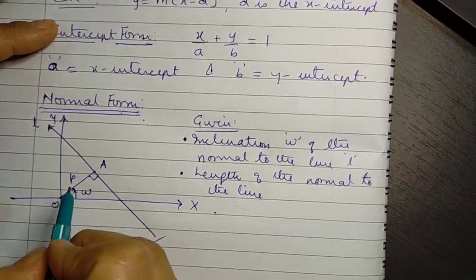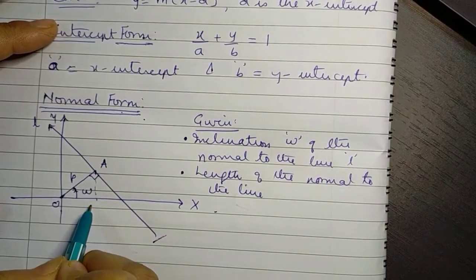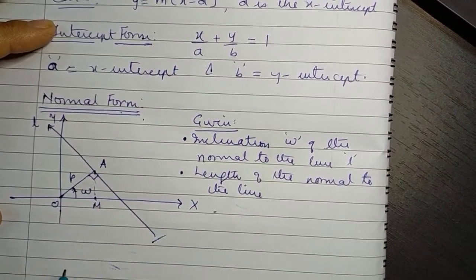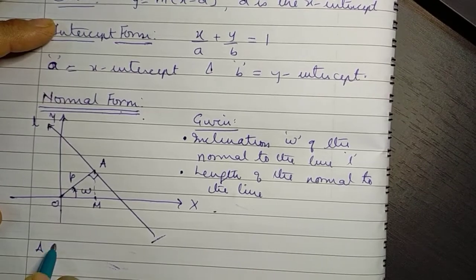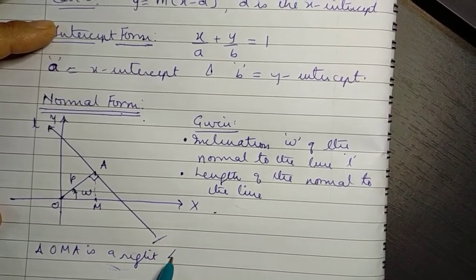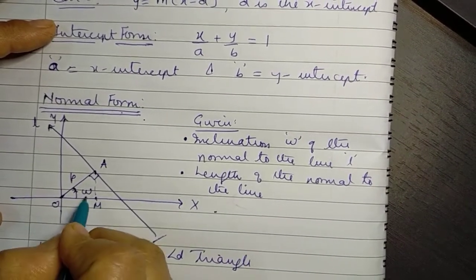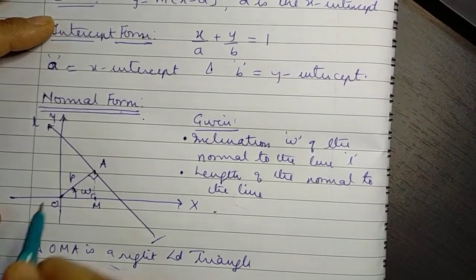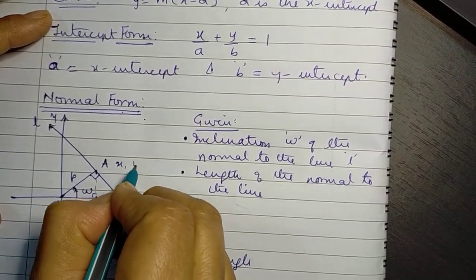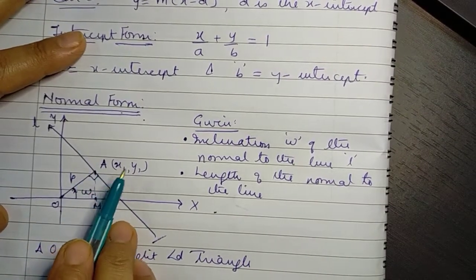So what we do is, first of all, we drop a perpendicular from A to the x-axis and let it meet the x-axis in the point M. So clearly triangle OMA is a right angled triangle, right angled at M. Okay, so now suppose the coordinates of the point A are x1, y1.